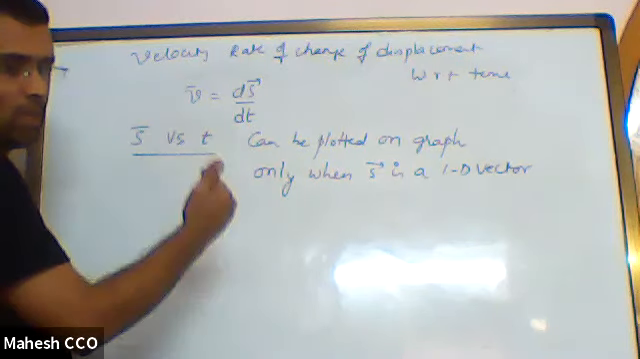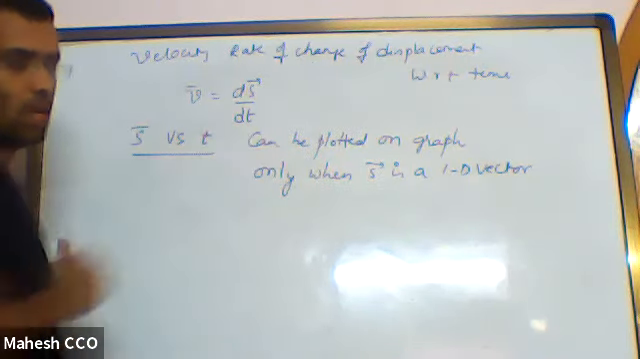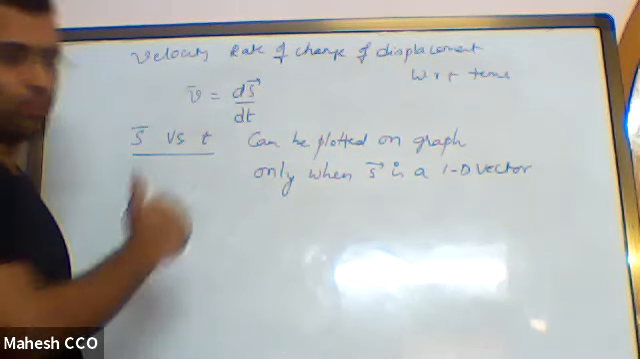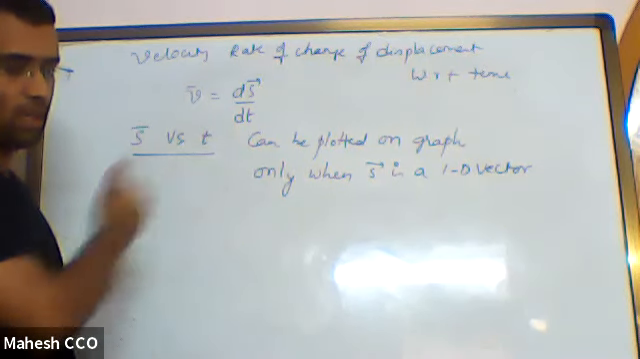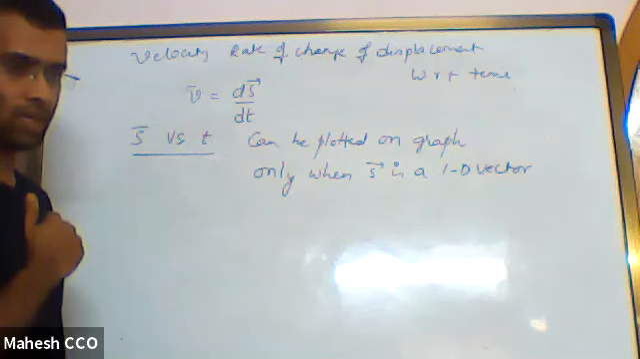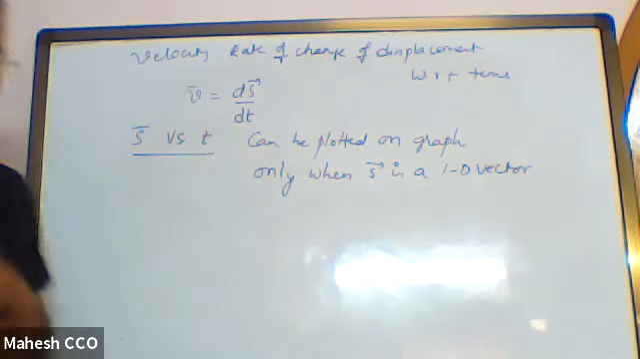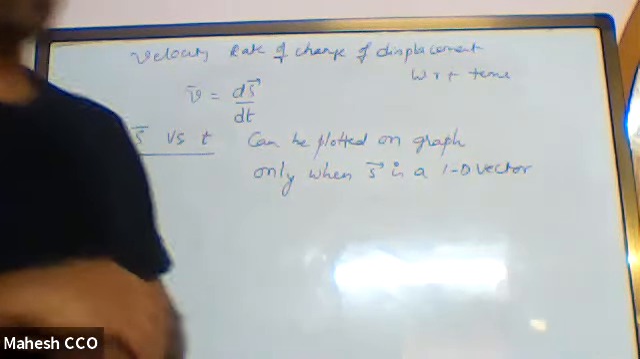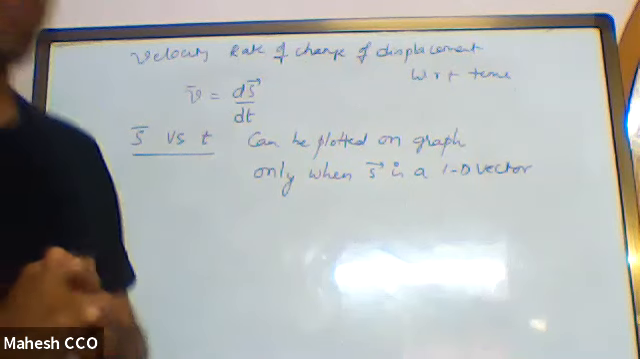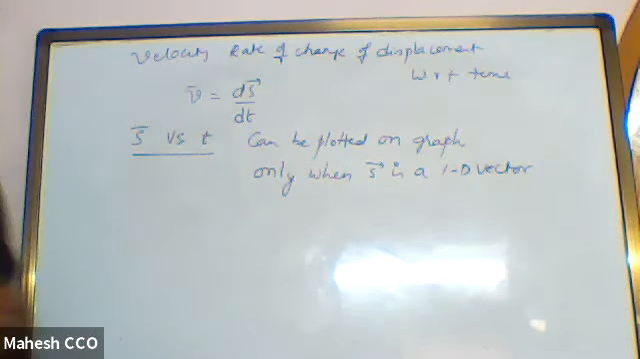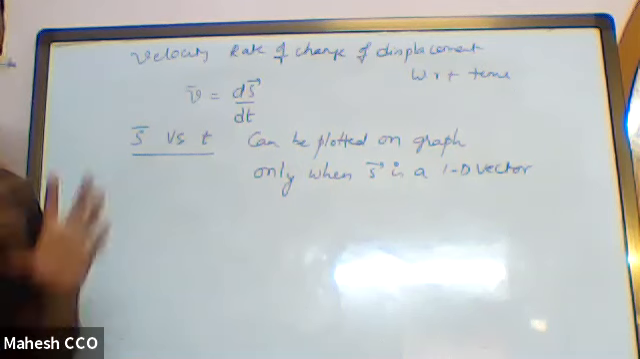Suppose the displacement is 10 meters forward, I will call it plus 10. If the displacement from the initial position is 10 meters backwards, then I will call it minus 10. So simply by using plus and minus, we can represent the vector nature of the particular quantity.